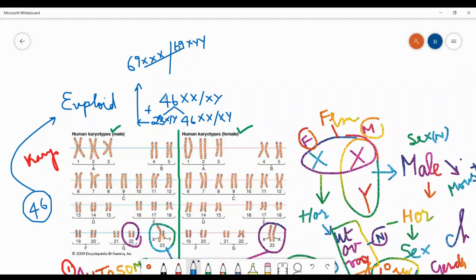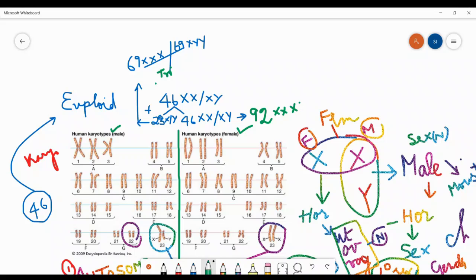So this is one triploidy. It's called triploidy, and in triploidy we have 69 chromosomes and 3 sex chromosomes. These are not normally found in humans. And in tetraploidy we have 92 chromosomes and 4 sex chromosomes. So this is polyploidy.